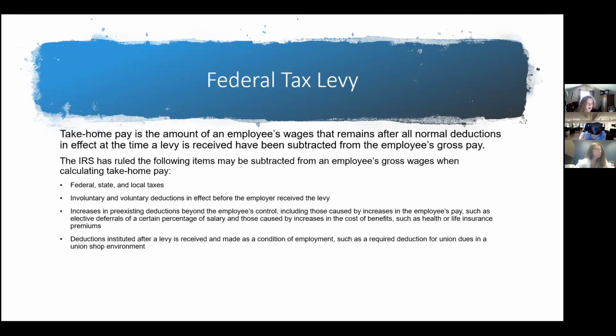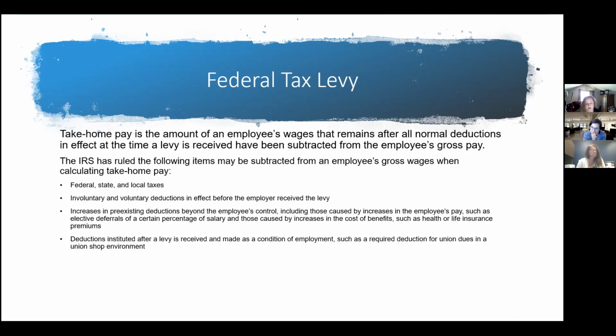Take-home pay is the amount of an employee's wages that remains after all normal deductions in effect at the time a levy is received have been subtracted from the employee's gross pay. The IRS has ruled the following items may be subtracted from an employee's gross wages when calculating take-home pay: all taxes, federal, state, and local; involuntary and voluntary deductions that were in effect before the employer received the levy; increases in pre-existing deductions beyond the employee's control, including those caused by increases in the employee's pay, such as elective deferrals of a certain percentage of salaries, and those caused by increases in the cost of benefits.